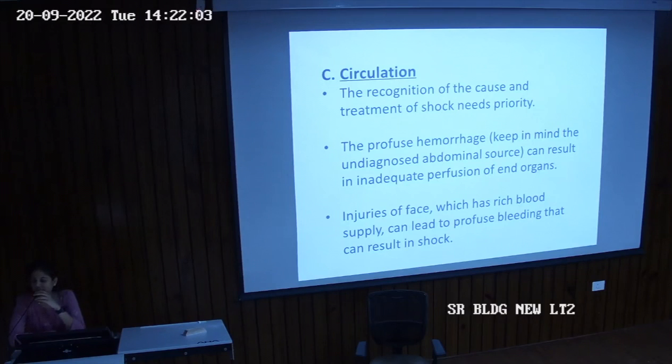So if maxillofacial trauma is extensive, you will not find the airway. In those cases, don't try to manipulate too much. You might cause more harm than good. Just do a tracheostomy.